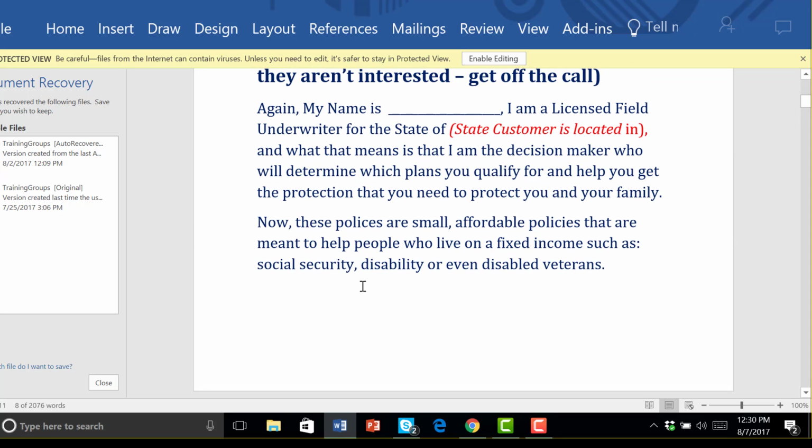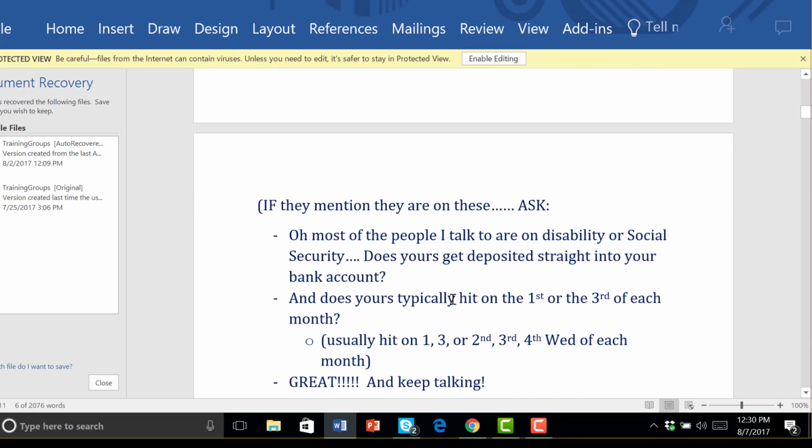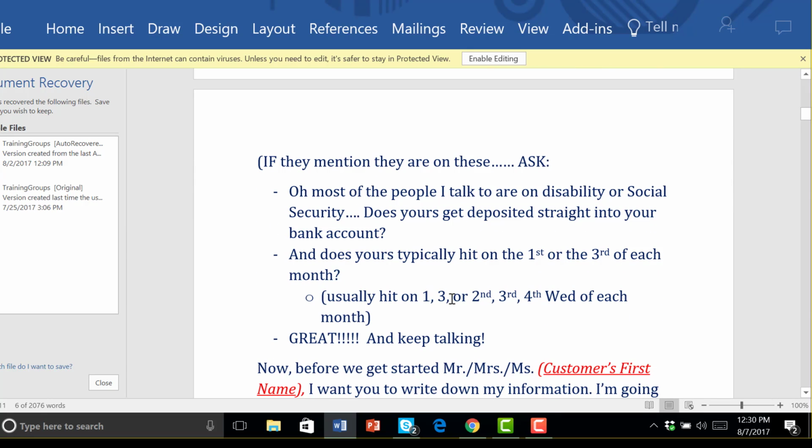As soon as anybody says, "Oh, yeah, I'm on a fixed income too. I got to watch my money." "Oh, absolutely. Most customers I talk to are on some type of disability. Now, does yours typically hit on the first or the third of the month? Because probably 80% of the people out there, it hits on the first or the third." "No, mine hits on the second Wednesday of each month." "Oh, great. Now, does yours go straight to your checking or your savings account?" "Oh, mine goes to my checking account."